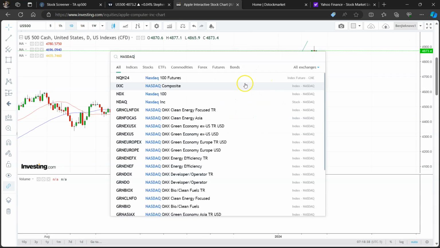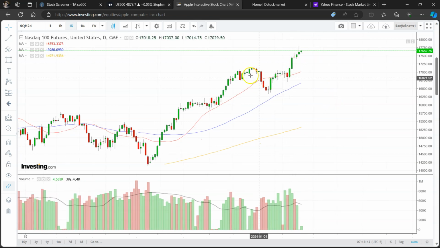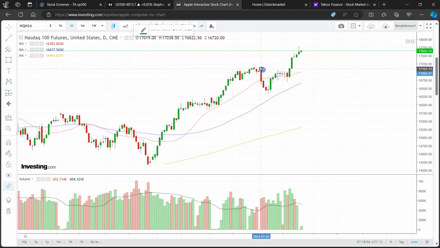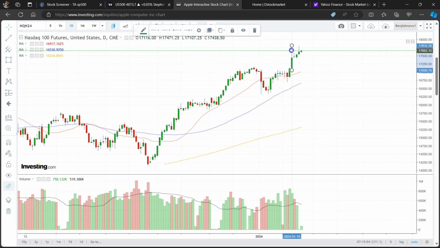Take a look at the Nasdaq 100 futures. Nasdaq 100 futures also broke out of this, I think it's more like a small cup with handle pattern, and if you take the height of this pattern, just draw the height of the handle there, to the breakout, I think the target has been met.